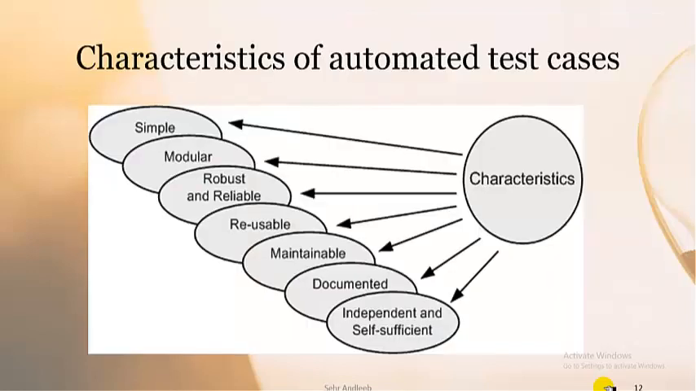So now let's begin with the characteristics of automated test cases. If now you have decided that a set of test cases should be automated, it means that the following characteristics should be there in those automated test cases, right? The test case which you are going to develop for the automated version should be simple, modular, robust and reliable, reusable, maintainable, documented, and independent and self-sufficient. So these are the characteristics for the test cases that you are going to automate.